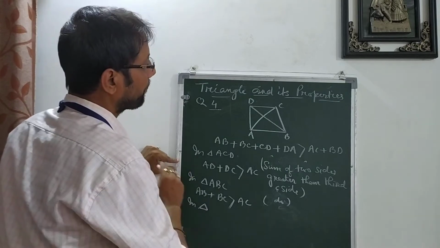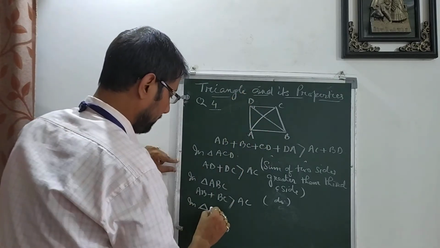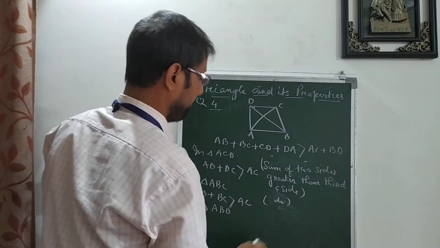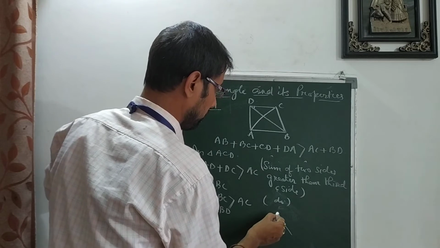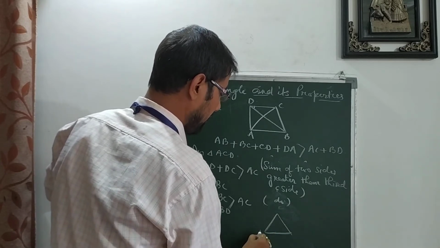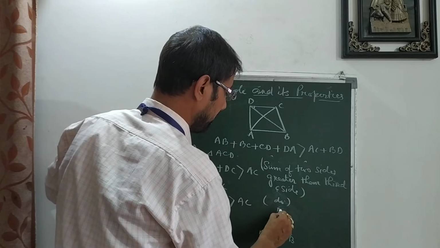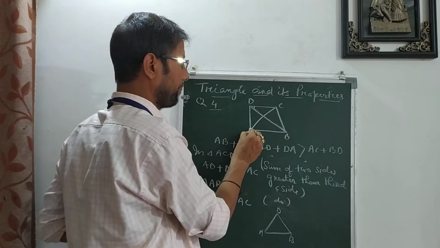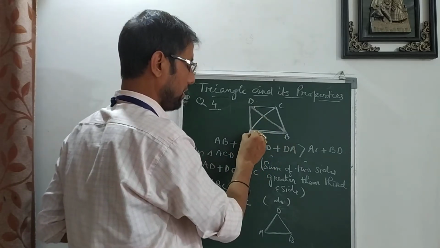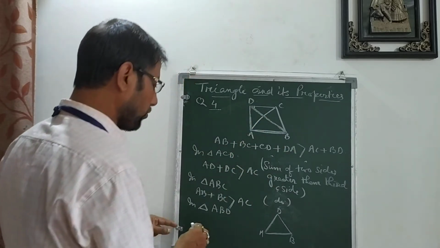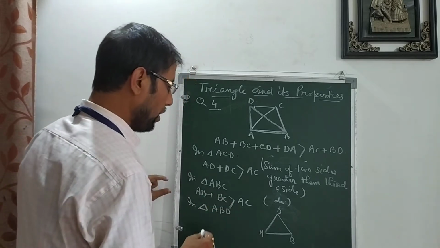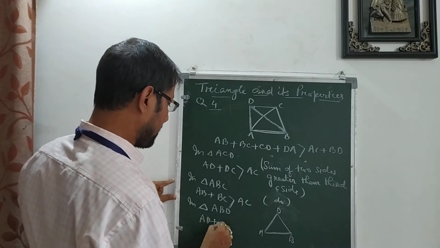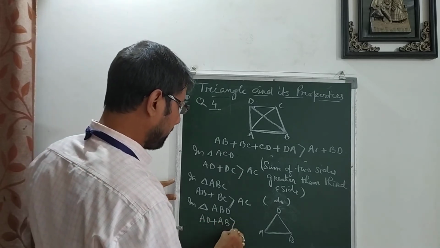Now again I will take triangle ABD. Let me draw the triangle ABD. This is A, this is B, and this is D. This triangle I am taking, A, B, D. So students, this is the triangle. So here what can we say? Again here also we can say sum of two sides is greater than the third side. So AD plus AB is greater than BD.